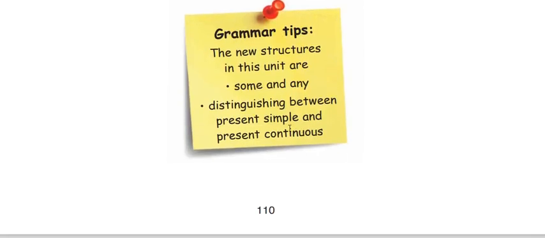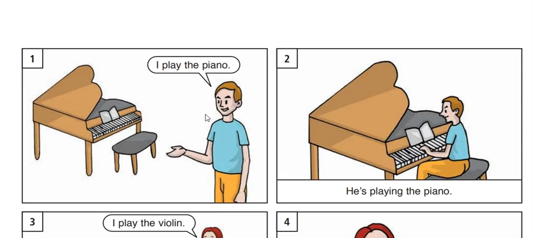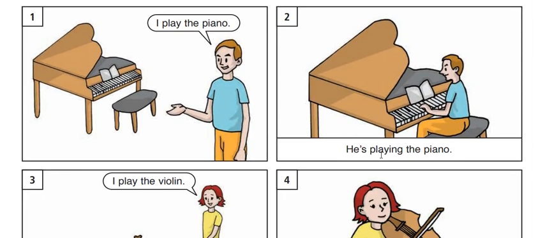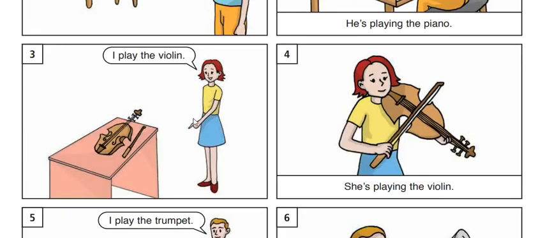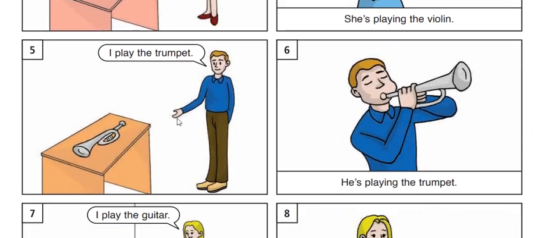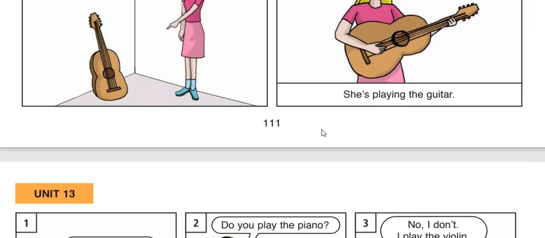The grammar tip is the distinction between present simple tense and present continuous tense. I play the piano. He is playing the piano. I play the violin. She is playing the violin. I play the trumpet. He is playing the trumpet. I play the guitar. She is playing the guitar.